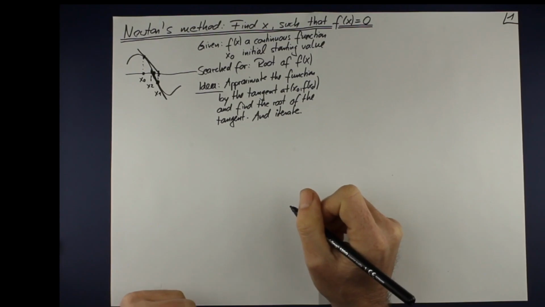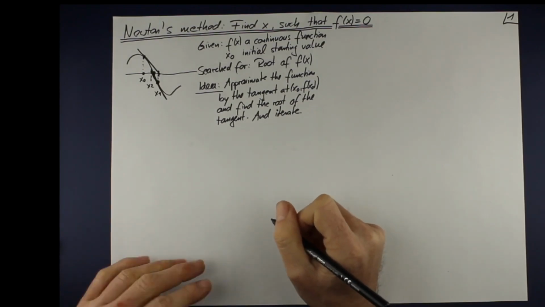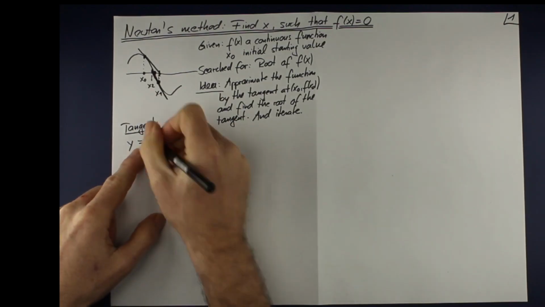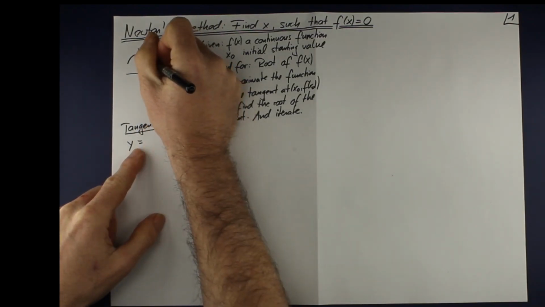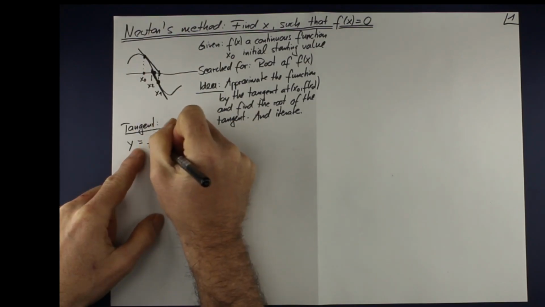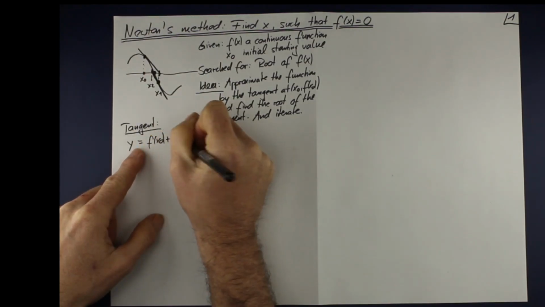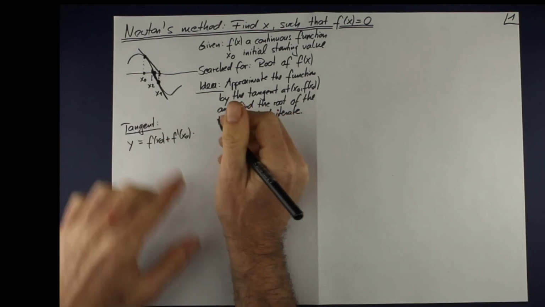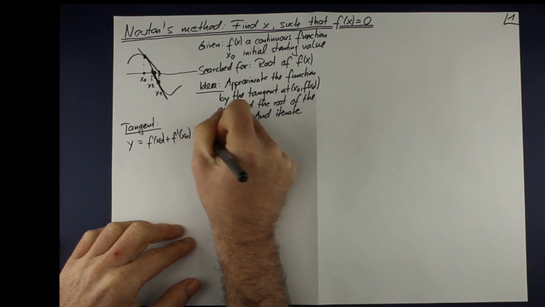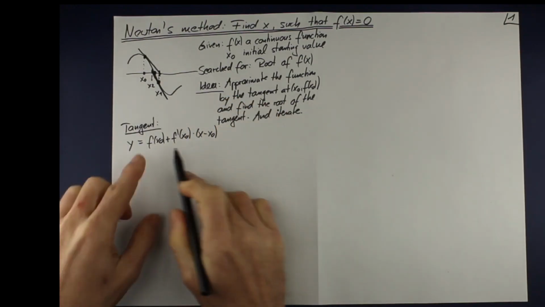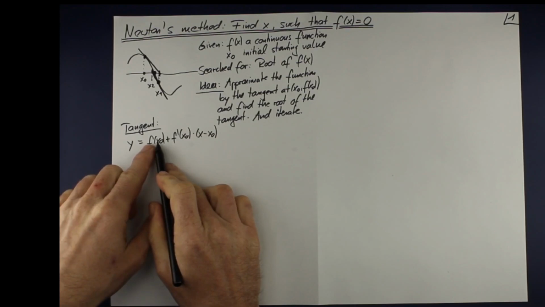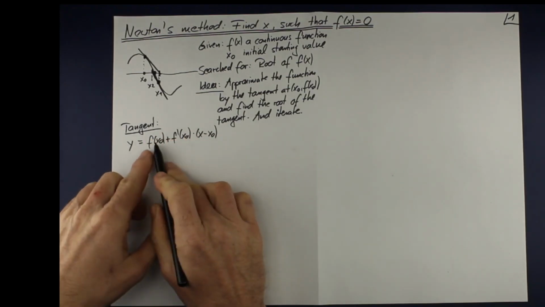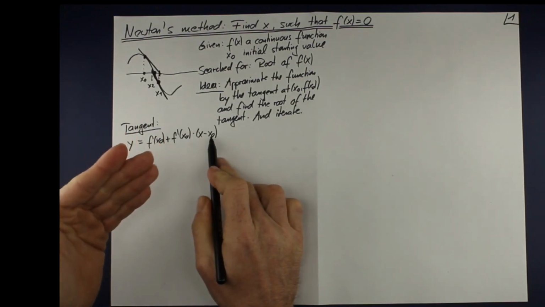Okay, so what do we have to do? What is the tangent? It's the equation y is equal to the function value f of x0 plus the slope times the deviation from x0, x minus x0. This is a linear function: this is a value, this is a value, this is the variable, this is a value. So if you multiply, it's a linear function.